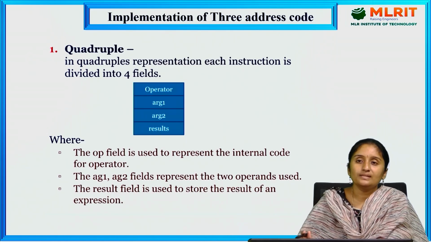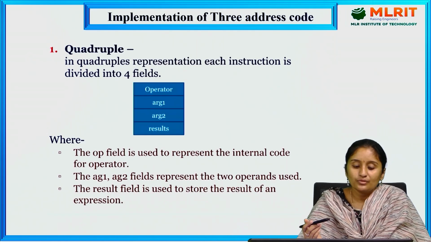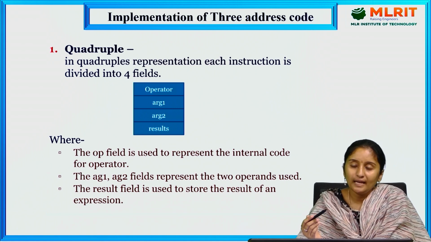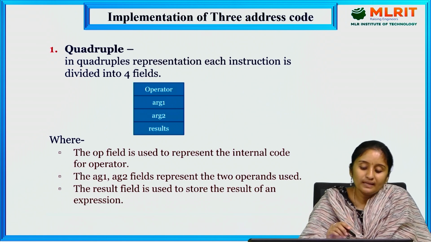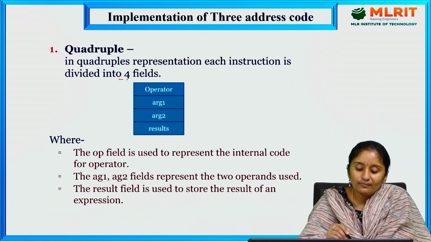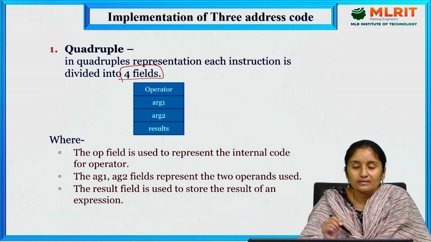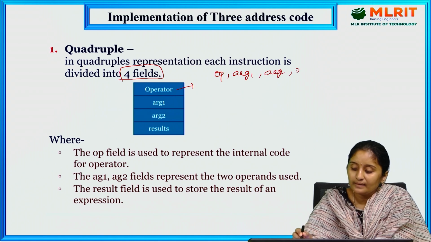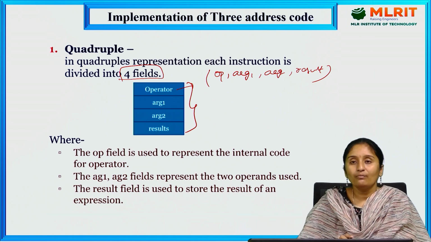So the next one is implementation of 3 address code. The 3 address code can be implemented in 3 types of representations: the first one is quadruples, then triples, and indirect triples. The quadruples, the name itself tells us that we are going to have 4 fields. The first one will be operator, the next one is argument 1, the next one is argument 2, and the next one is result.